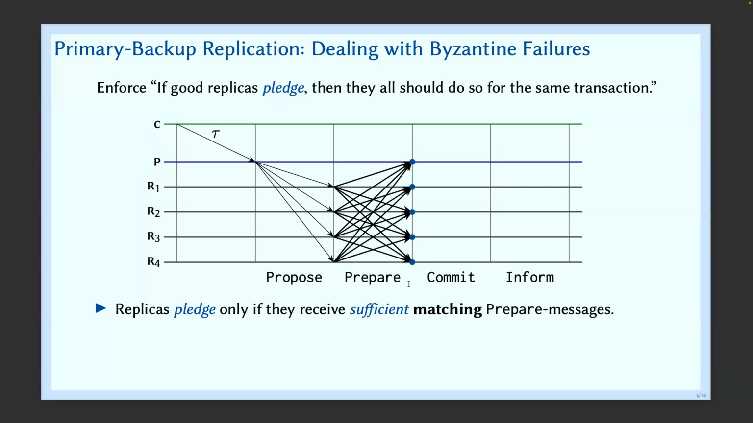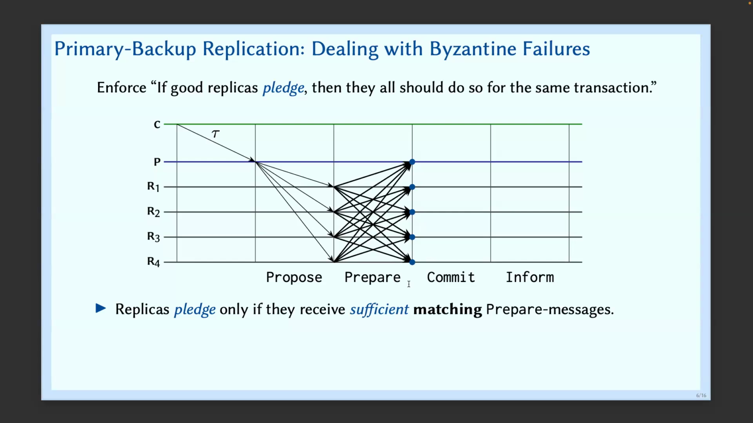Let's say there are 10 replicas including the primary. Say in terms of F, so 3F plus 1 replicas, with the primary, and the rest, 2F plus 1, are replicas. In this case, the primary sends to F plus 1 replicas a message.